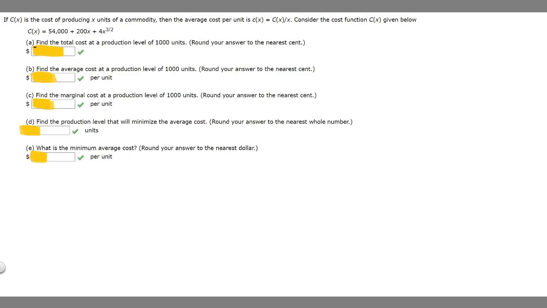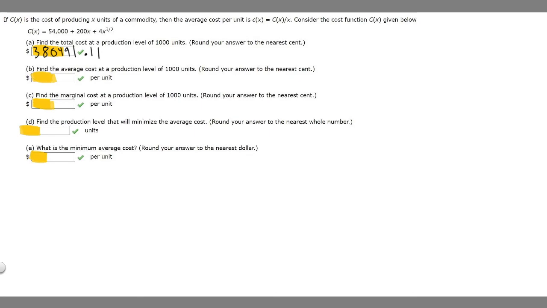You should get, if you plug that in your calculator, 380,491.1064. But we're rounding to the nearest cent, so that means we got to round to here. So this 6 is going to make it a 1. So that's going to be the answer to A.